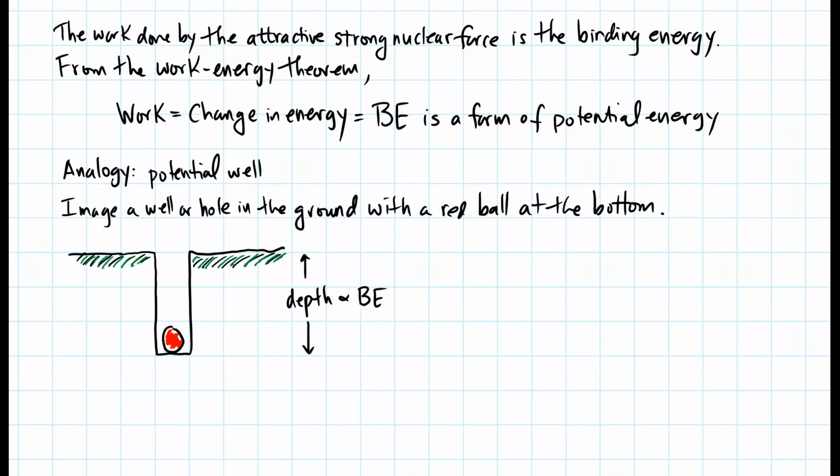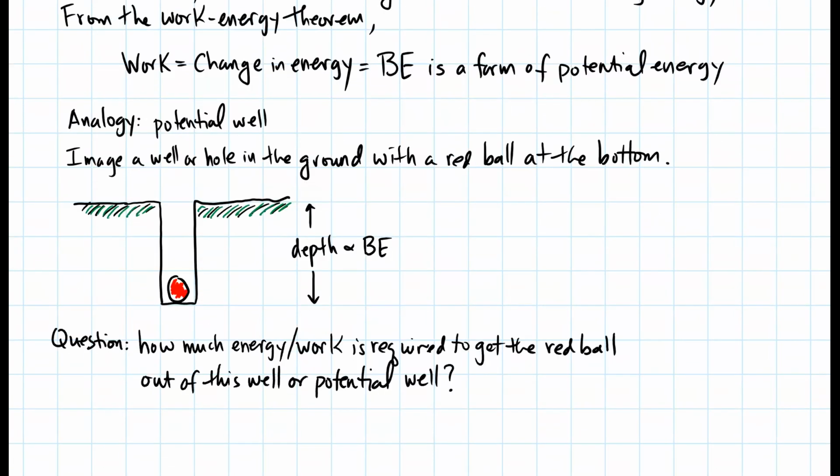To explain binding energy, I want to start with an analogy called a potential well. Imagine a well or hole in the ground where a red ball is at the bottom, and the depth here turns out to be proportional to the binding energy. Question: how much energy or work is required to get the red ball out of the potential well? Since binding energy is a form of potential energy, it's the amount of potential energy. In other words, I draw a bar diagram for it.